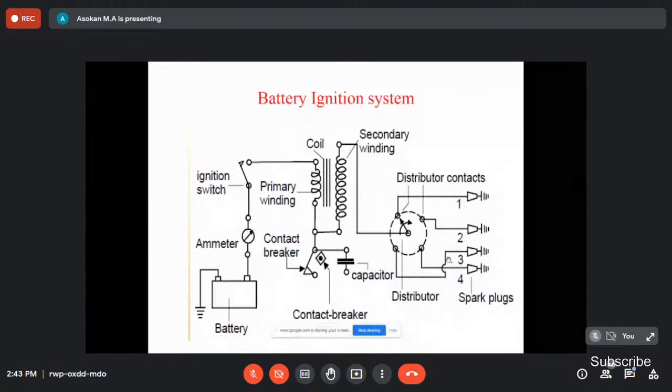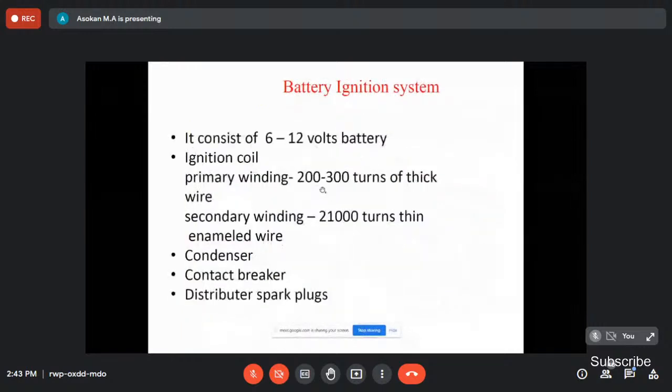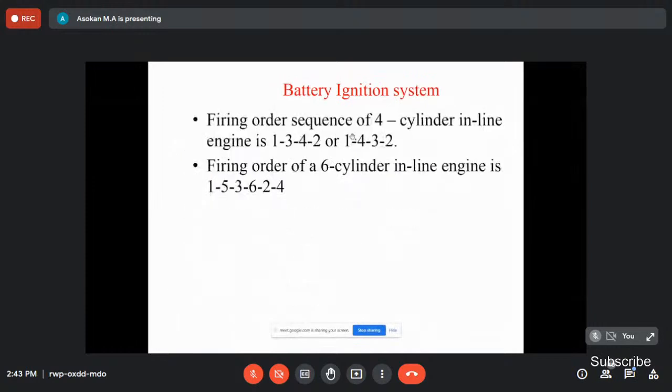It consists of a 6 to 12 volt battery. The ignition coil I told you about has 200 to 300 turns of thick wire, and the secondary winding has 21,000 turns of thin wire. This is very important: the sequence of order, the firing order. For a four cylinder engine, the firing order is 1342 or 1432. And the firing order of the six cylinder in-line engine is 153.